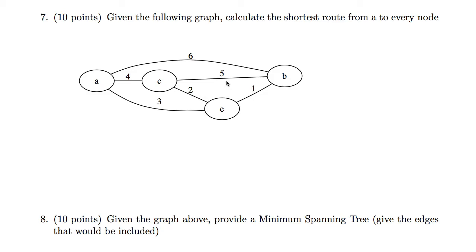Given the following graph, calculate the shortest route from A to every node, right? So you needed to tell me from A to C, the shortest route is direct, right? And the cost is 4. From A to E, the shortest route is direct, right? And the cost is 3. And then from A to B, the shortest route is A through E through B, right? And the cost is 4.